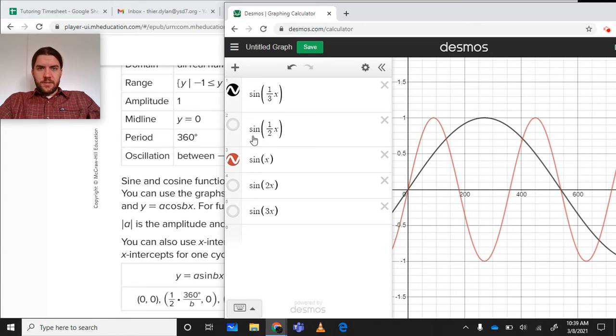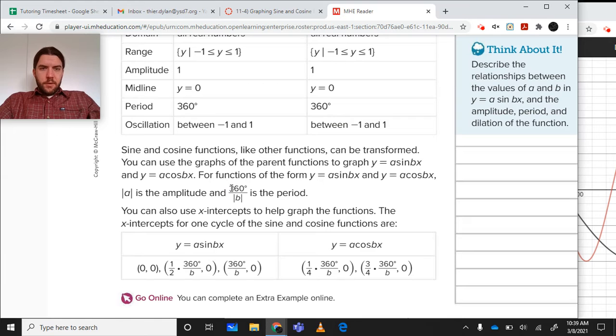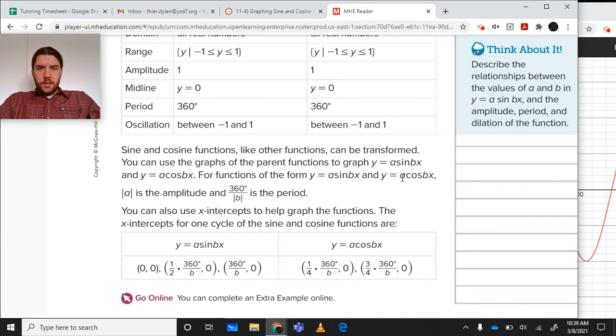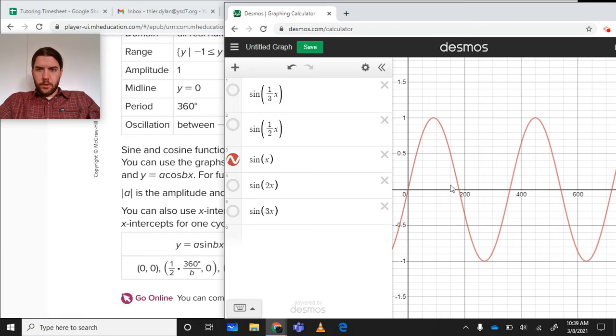Okay, so if we compared sine of x to sine 1/3 x, in the time it takes sine of x to go up, down, and up again, so like 3 arcs, sine of 1/3 x has only managed 1 arc here. Okay, so our period is going to be 360 divided by the absolute value of b. So if we look at sine of x, the b value for just normal sine of x is only going to be 1. So the period is going to be 360 degrees. That makes sense, right? We're going to go up, down, and up again in 360 degrees.